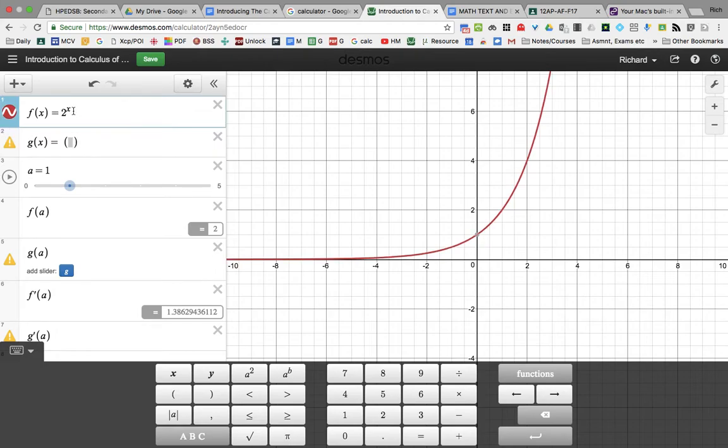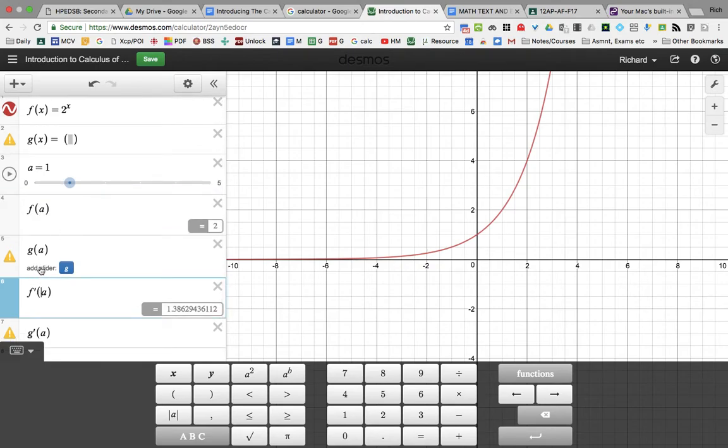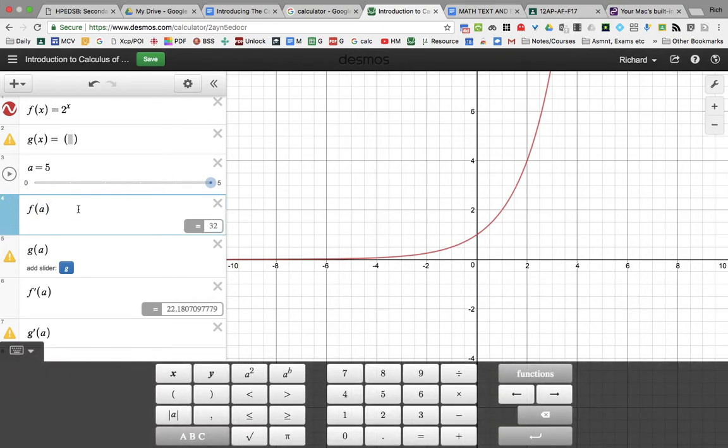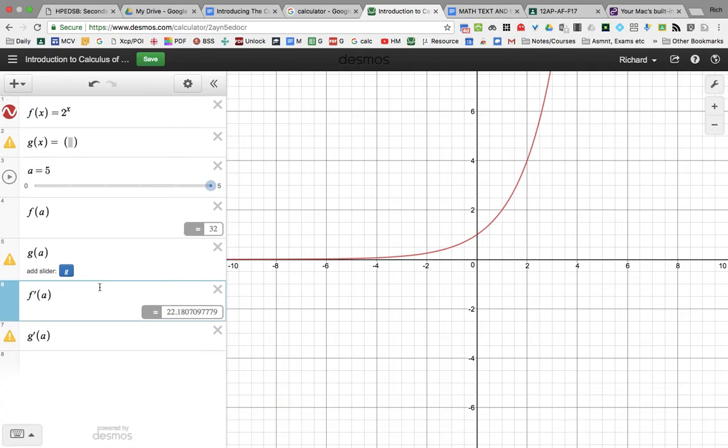See we have 2 to the x is f of x here. Then this calculates f at a for you, and this down here calculates f prime at a. So if you want to verify your numbers, for 2 to the x, this slider a is the value of x. So if I had the slider at 5, you could see that the y value for 2 to the x, f at a, is 32. And then down below I've got the value of the derivative. So what's the derivative of 2 to the x when a equals 5? Well, it's 22.18. You can see that.